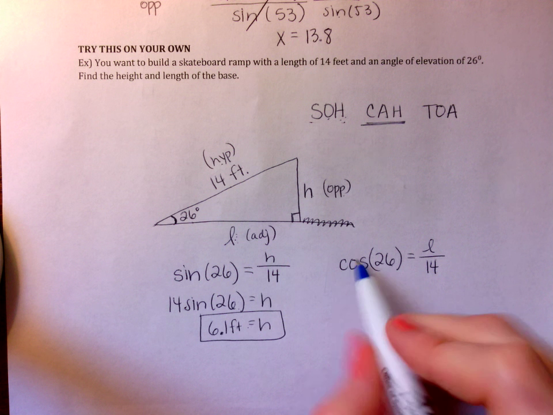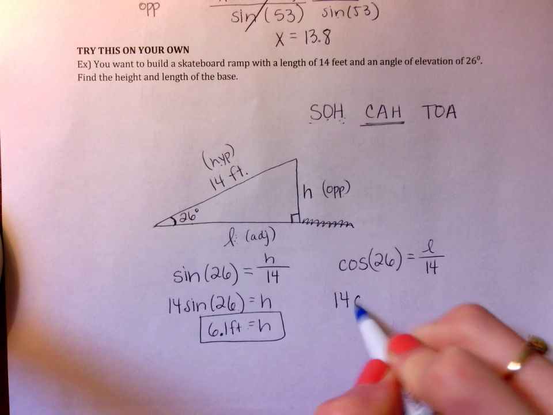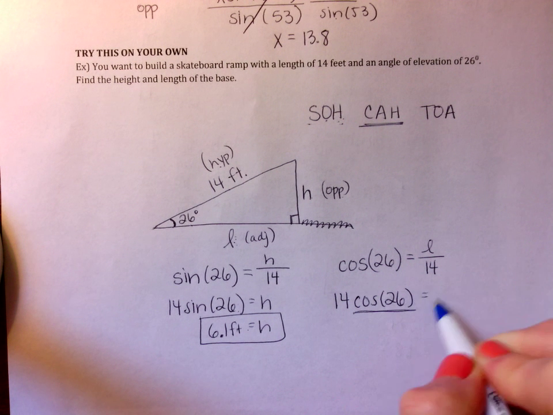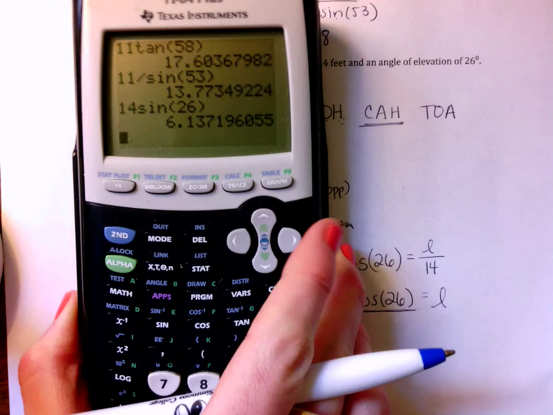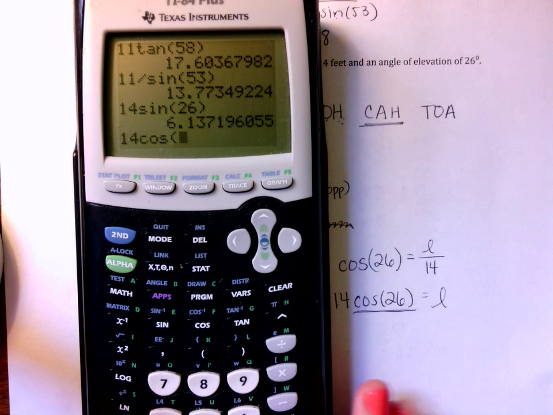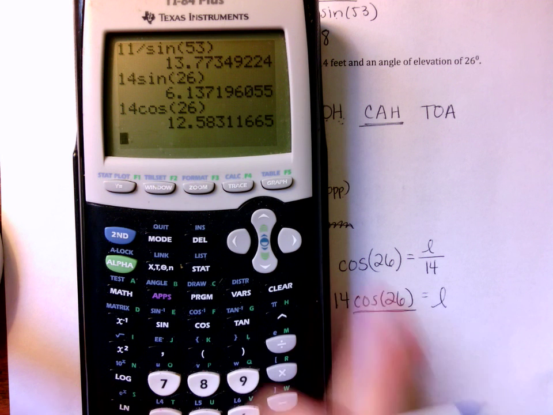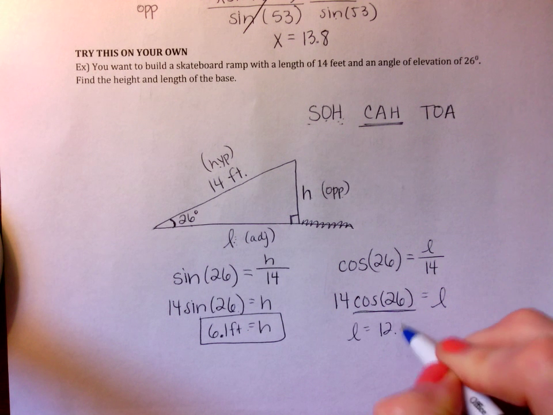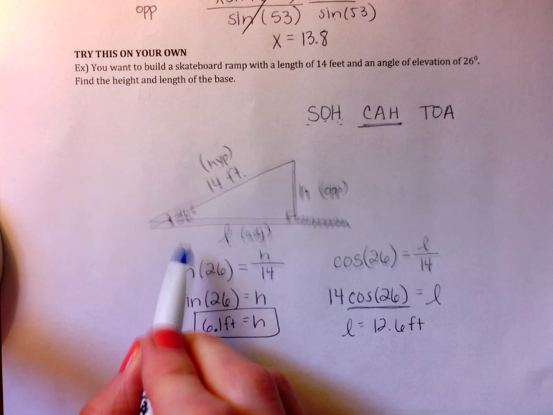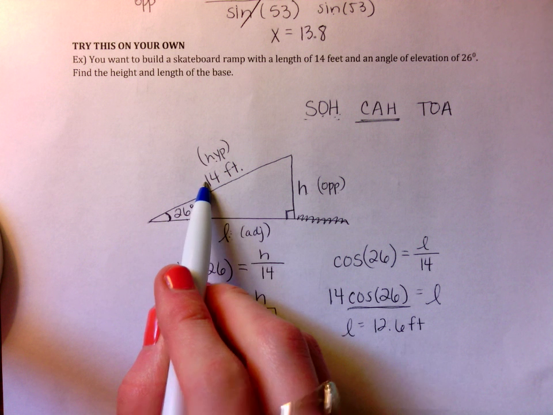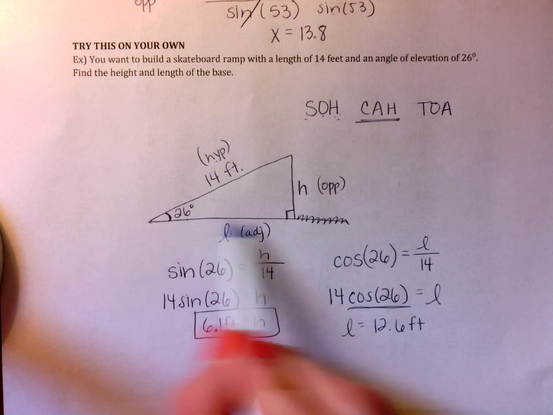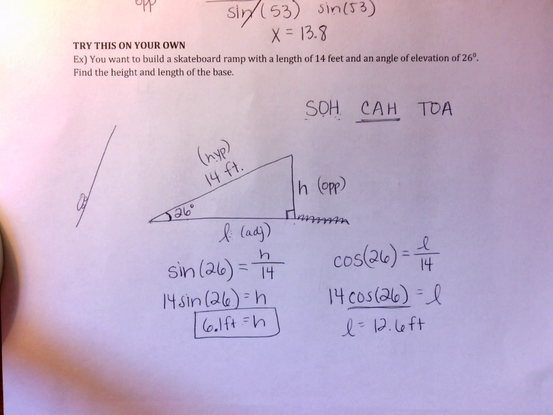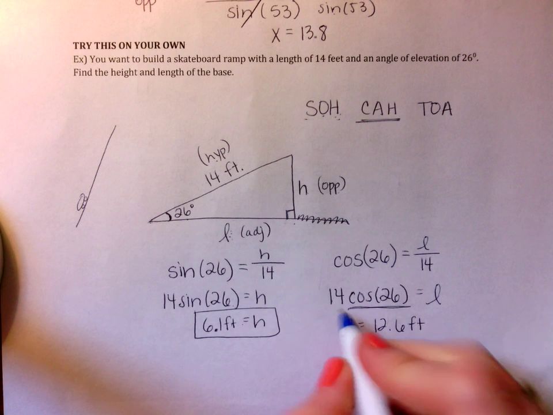Same process, we're going to multiply both sides by 14. 14 cosine 26, because that trig ratio acts as just one number, equals L. Let's figure out what that is. 14 cosine 26. That is 12.6. L equals 12.6 feet. And that probably should make sense in your head because it needs to be smaller than the hypotenuse, but a skateboard ramp is probably longer than it is high. Otherwise you'd be, you know, going up a skateboard vertically like that. That would not be so good. I know you love my drawing.